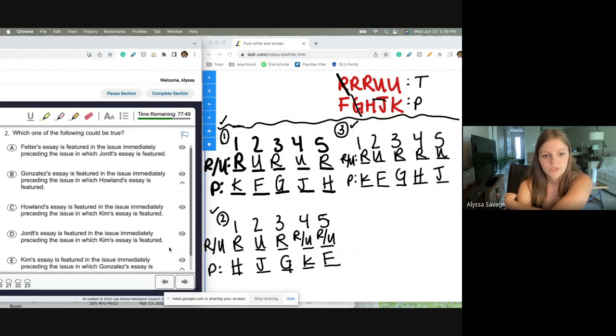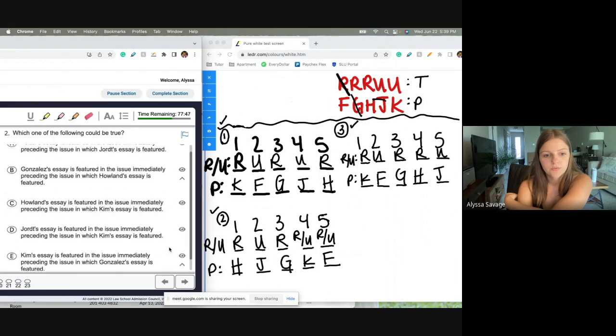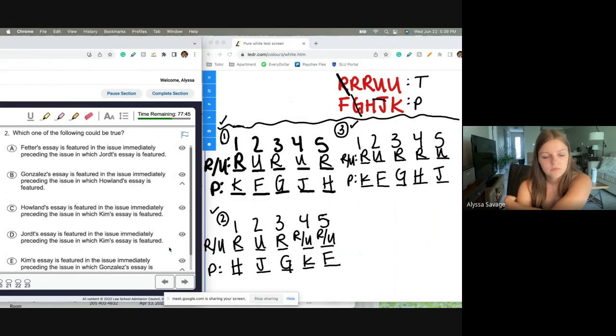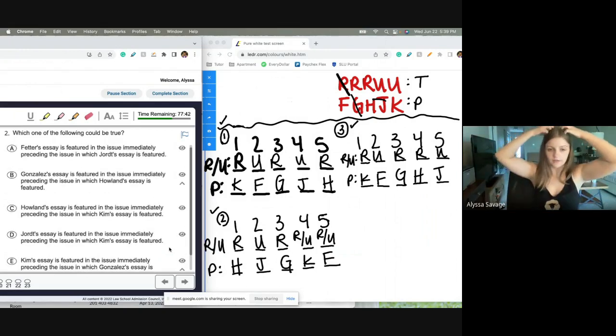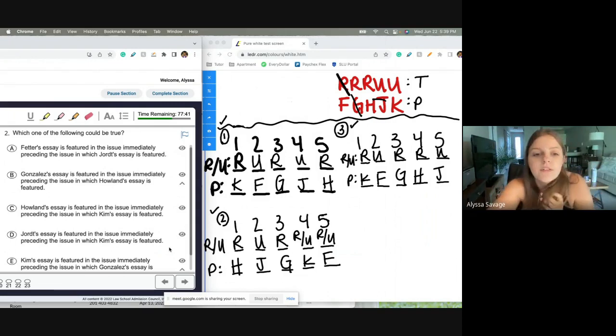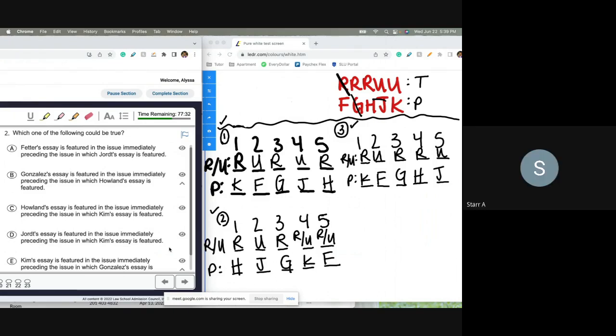Number 2, which one of the following could be true? I'm going to give it a couple of seconds to go over this one, and then let me know when you have an answer. It's going to take me like a minute to read. I'll give you a minute, minute and a half. Okay, cool.